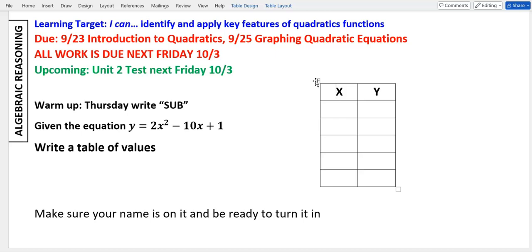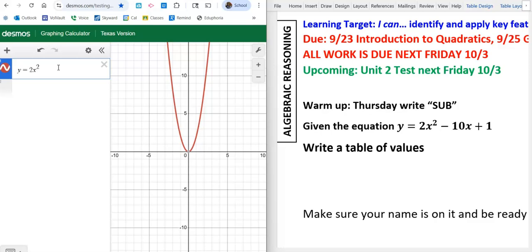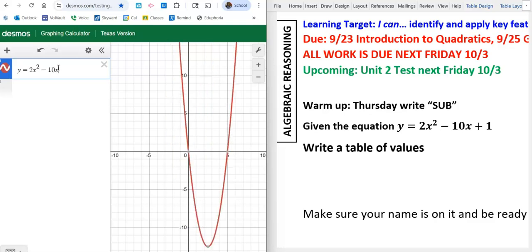Today, what are we doing? We're going to take this equation and we're going to get a table of values. Okay, so this is what we've done the last two days. Yesterday, you should have done the assignment that you got the day before, and if not, do that. 2x squared minus 10x plus 1. Okay. Was anyone not here on Wednesday? If you're not here on Wednesday, this is how we do this, okay?